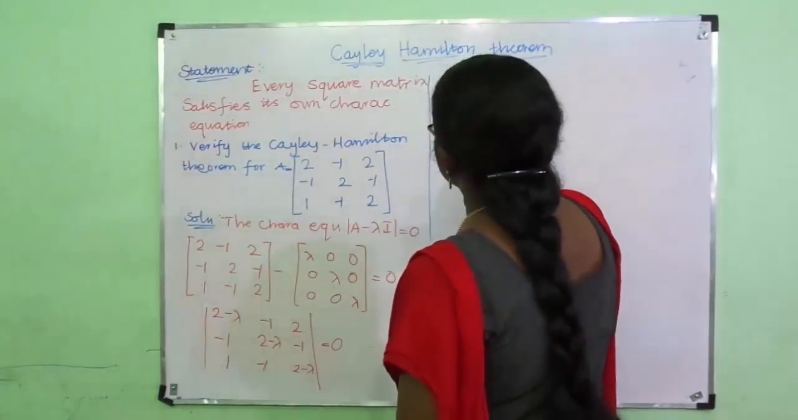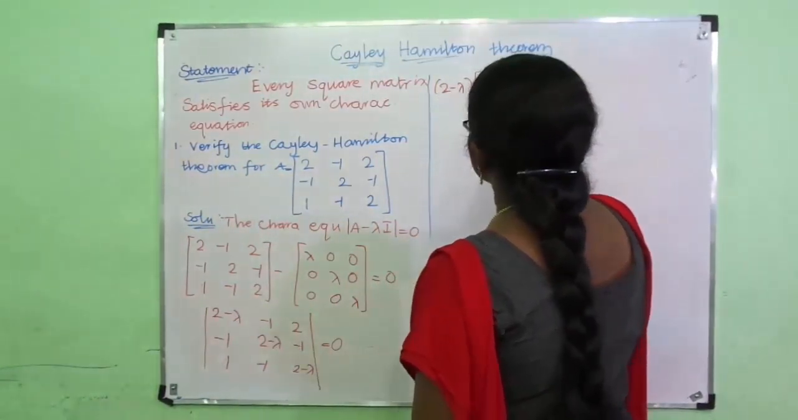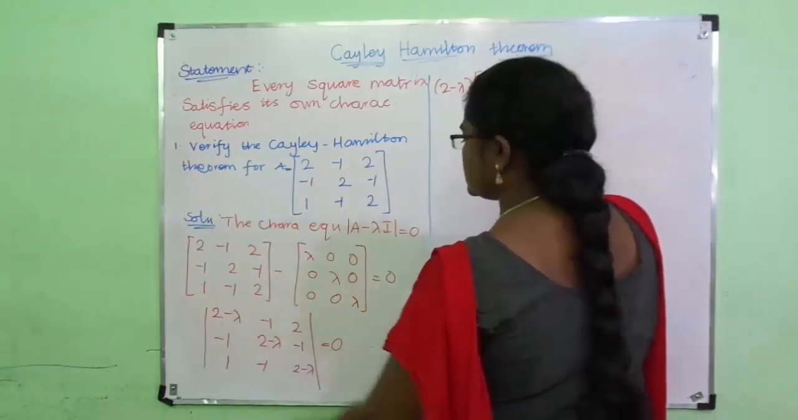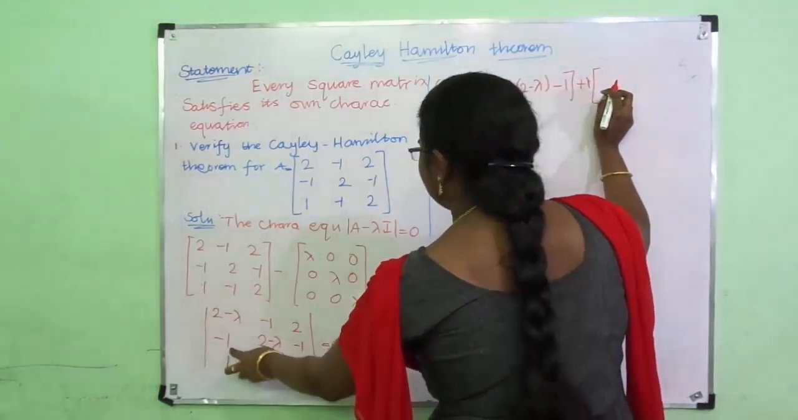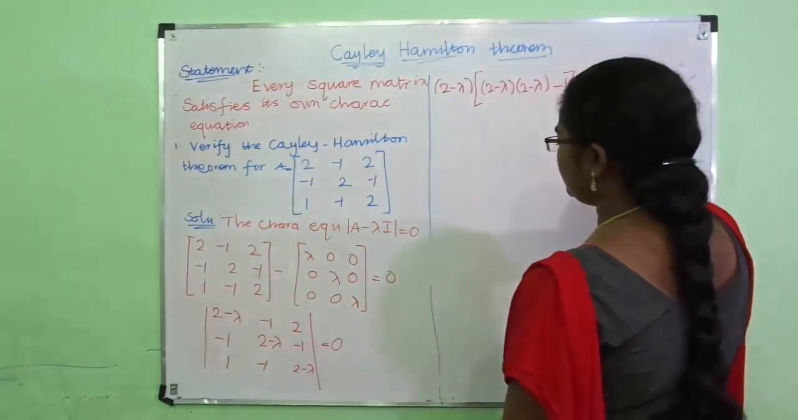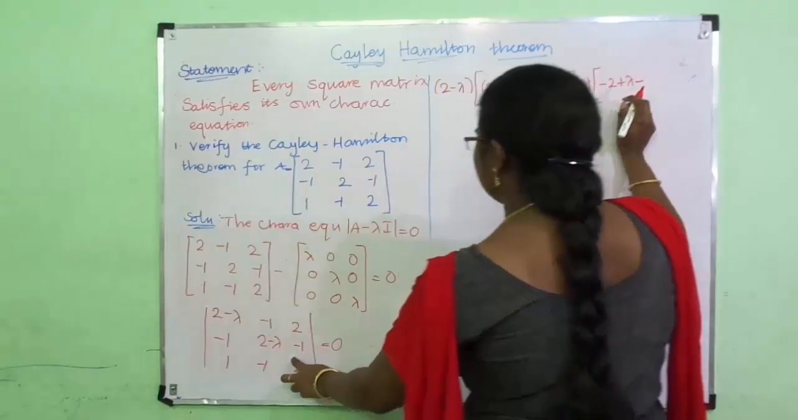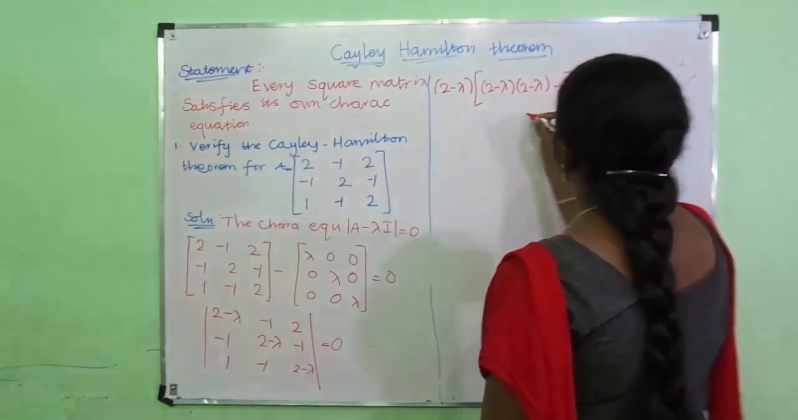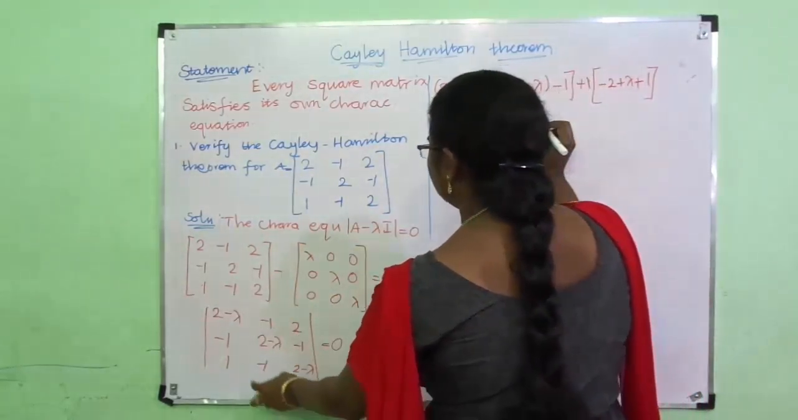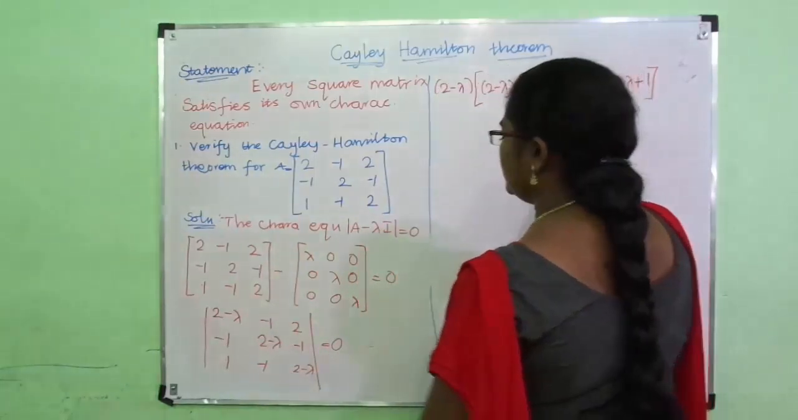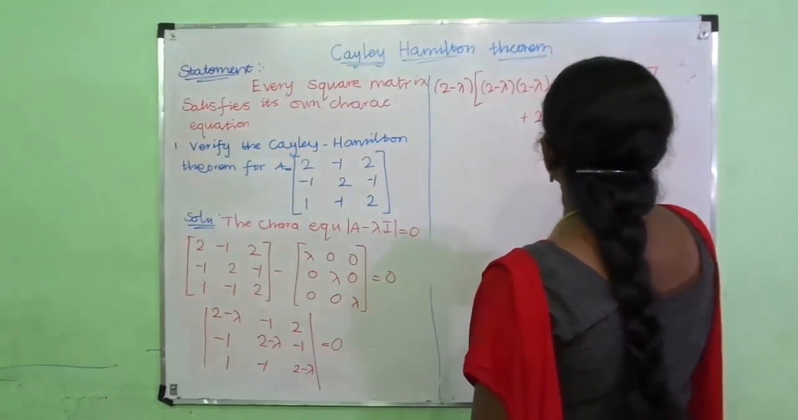Consider the first element 2 minus lambda into, leave the first row and the first column, remaining elements 2 minus lambda into 2 minus lambda minus 1, you get plus 1 into, leave the first row and the second column, minus 1 into 2 minus lambda, you get minus 2 plus lambda, minus 1 into minus 1, you get minus 1, it will become 1, plus the third element 2 into, leave the first row and the third column, minus 1 into minus 1, you get 1. 1 into 2 minus lambda, you get minus of 2 minus lambda, which is equal to 0.